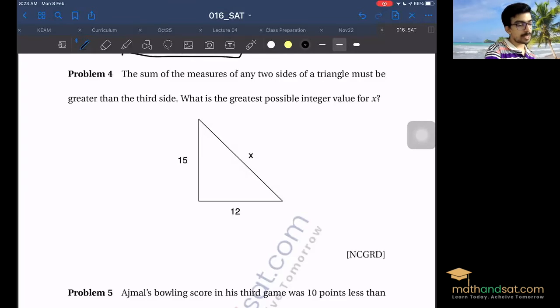Now, next question. The sum of measures of any two sides of a triangle must be greater than the third side. What is the greatest possible integer value of x? Oh, you have a triangle here. Can a triangle take any three random numbers as its side lengths? No, they cannot, right? It has to satisfy something called the triangle inequality. I hope you have heard of this term, triangle inequality.